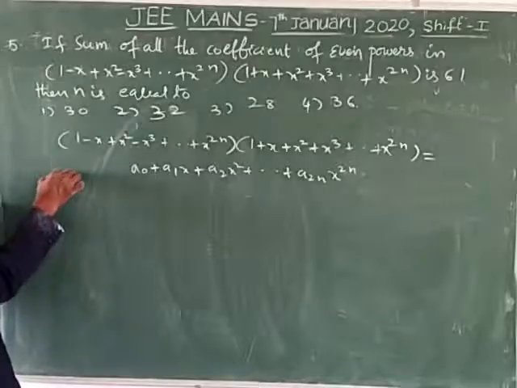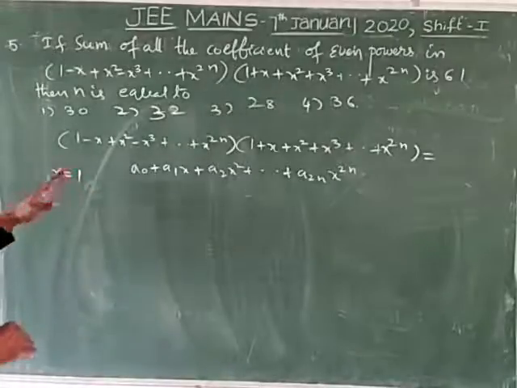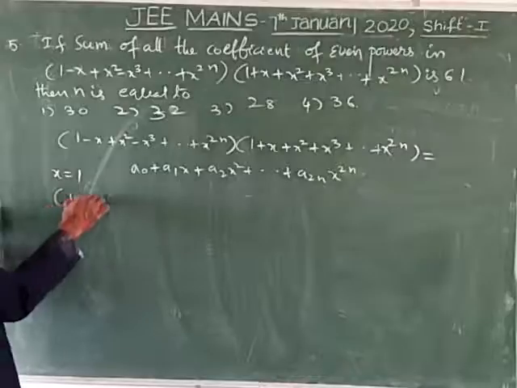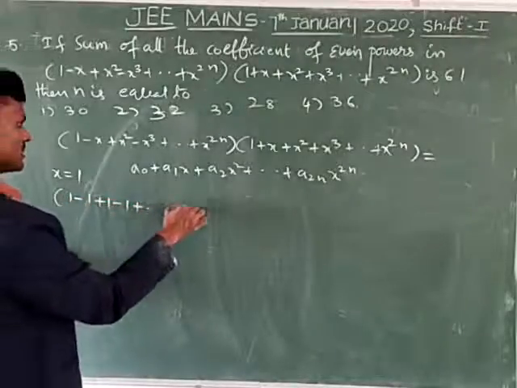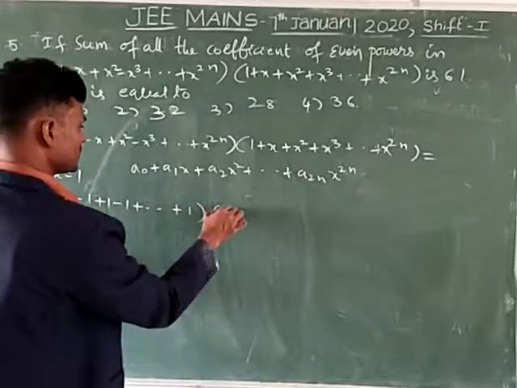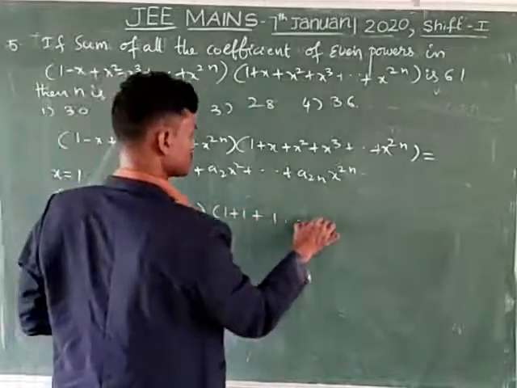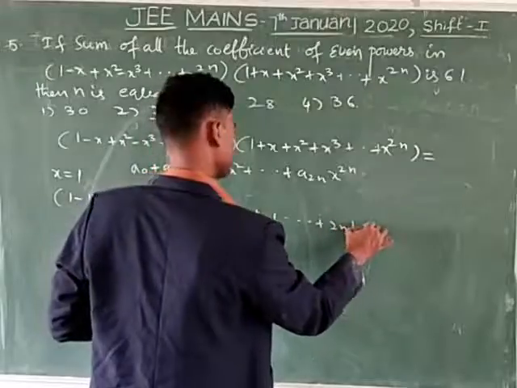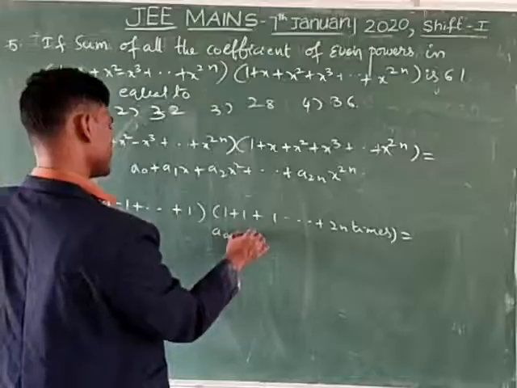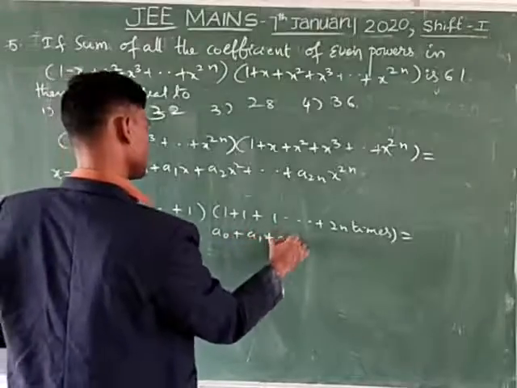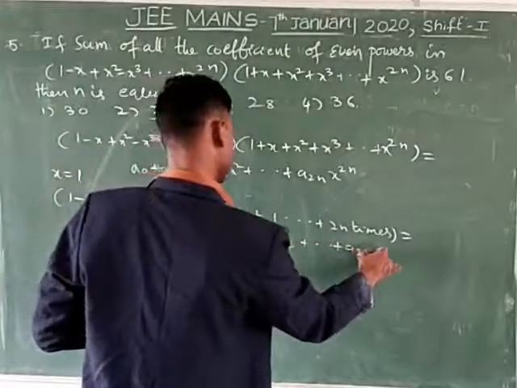Instead of x, you have to take 1. Then what happens here? 1 minus 1 plus 1 square, 1 minus 1 plus up to so on 1. Here 1 plus 1 up to so on, 2n times, is equal to a0 plus a1 plus a2 plus up to so on a2n.